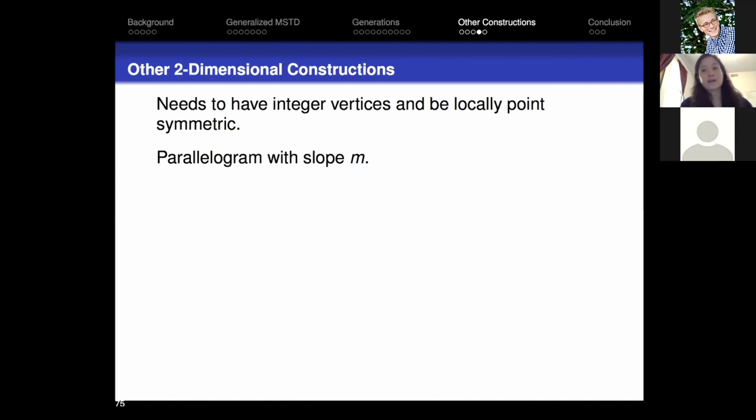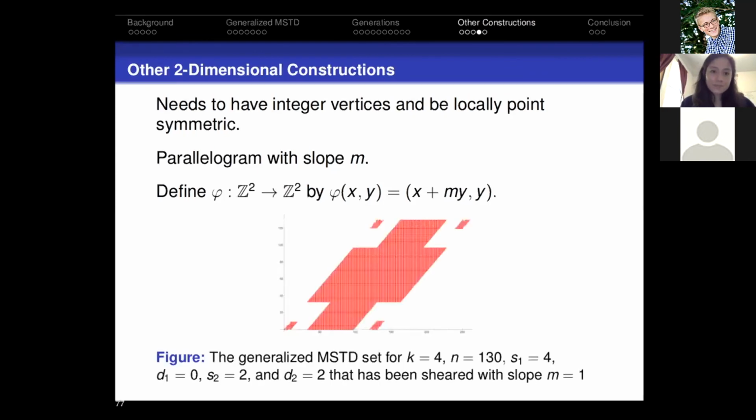So we're going to look at parallelograms first in 2 dimensions with slope m. Slope m means that we originally had a square and then we took the sides that were parallel to the y-axis and sheared them with slope m. Then we can quickly define a map that will shear our sets. And applying that map to one of our sets, we're going to end up with things that look like this.